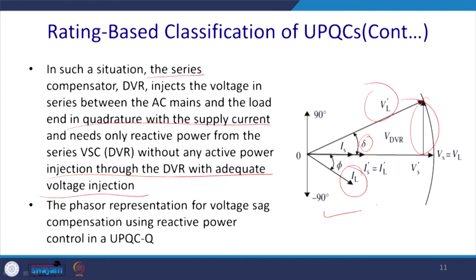So, ultimately you had initially Vs and this was VL. You inject the voltage 90 degrees to it, this is the DVR voltage, and the new voltage will be this, and by compensation by current it will try to make it sinusoidal. Also there is a harmonic component that needs to be mitigated, not only the power factor.